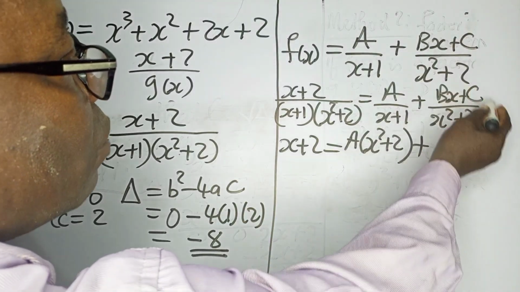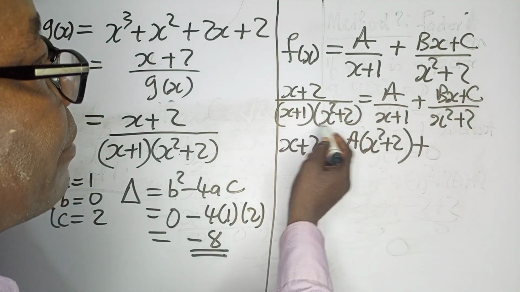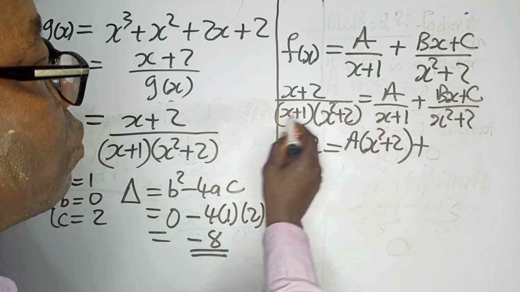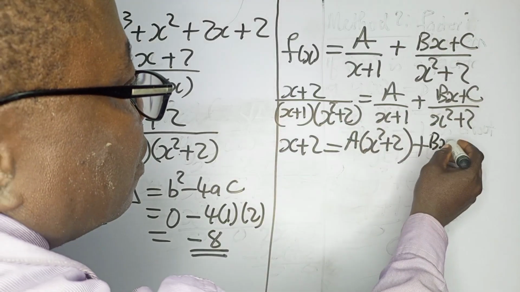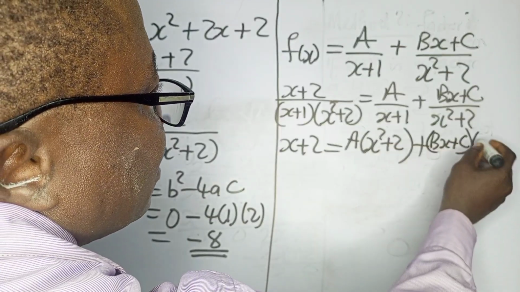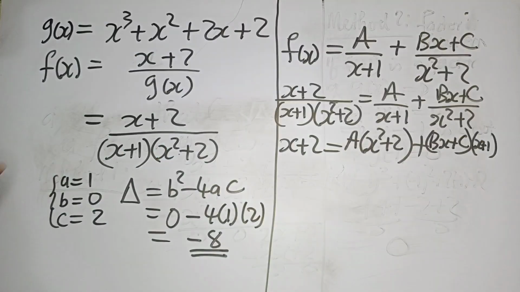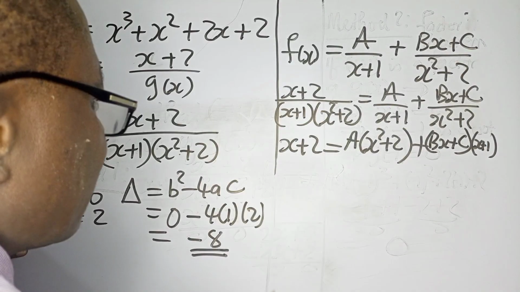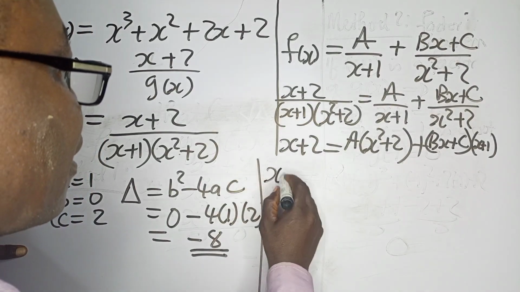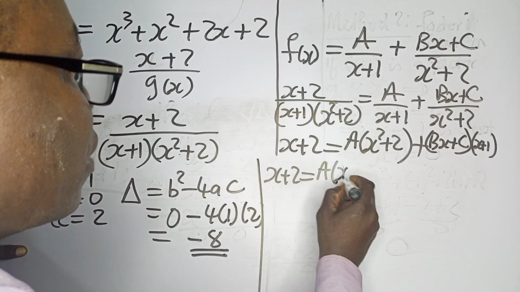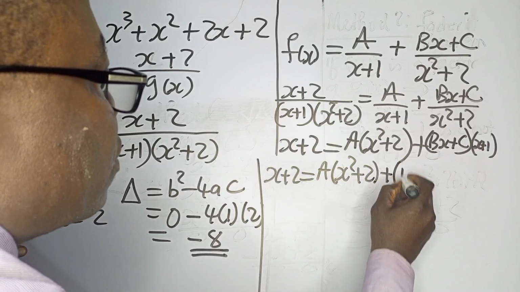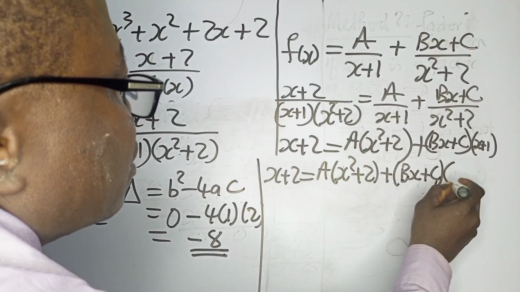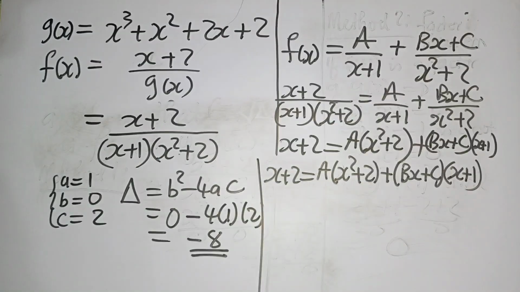The same thing, we'll multiply this one by the same LCM. x squared plus 2 cancels x squared plus 2, and we're left with x plus 1. So we'll have bx plus c. This time we must put parentheses into x plus 1. So let me write it in a neat manner here. So we're saying x plus 2 is equal to a into x squared plus 2 plus bx plus c into x plus 1. That's the expression that we have. This will help us to calculate the values of a, b, and c.